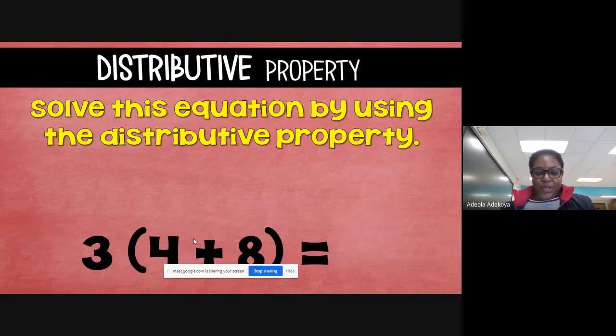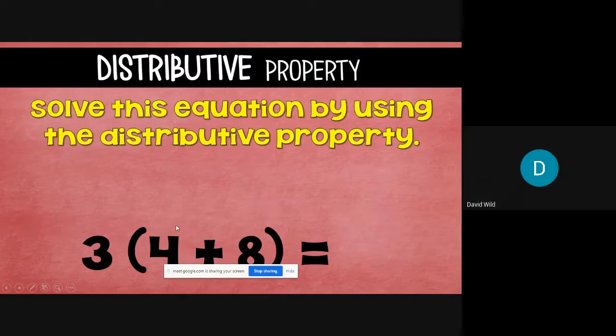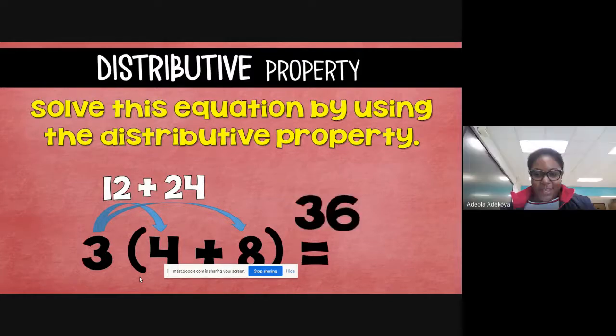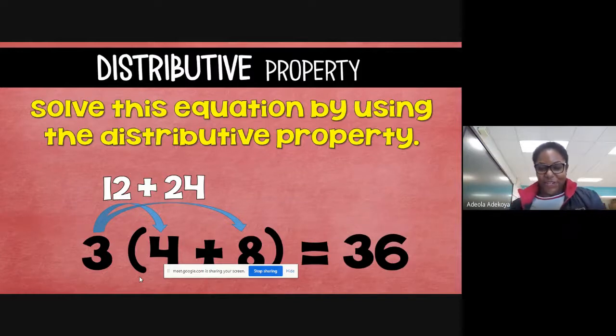If you would like to solve this problem, can you please unmute yourself and then share with the class your strategy? Remember that you're distributing the 3 to the numbers within the parentheses. Would we have a class volunteer who would like to solve this problem? So 3 times 4 is 12. And then 3 times 8 is 24. And then if I add those two together, it'll be 36. Thank you very much. Thank you for sharing.